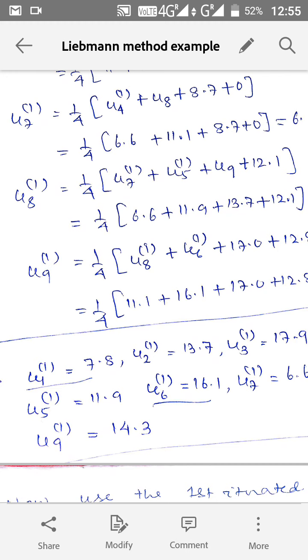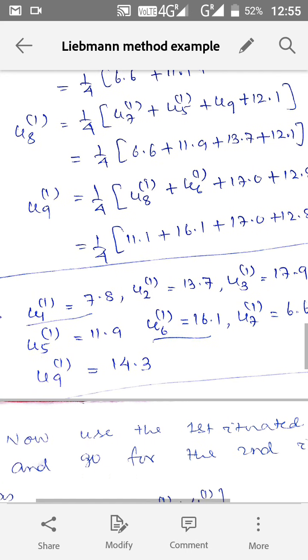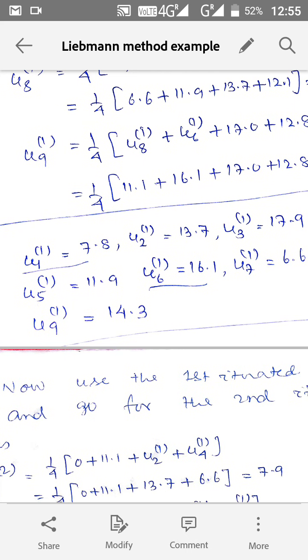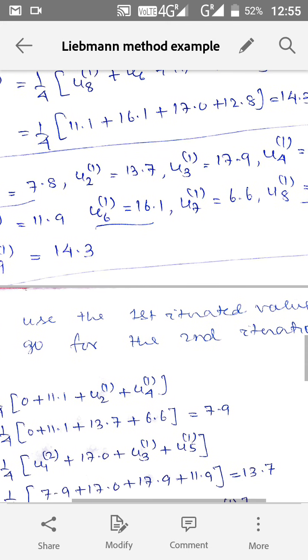Now you can see that between the rough values and the first improvement values, some values are repeated but some values are differing. So we will not stop our process; we have to go for another iteration. In order to proceed with another iteration, we will use the first improved values and further improve them.